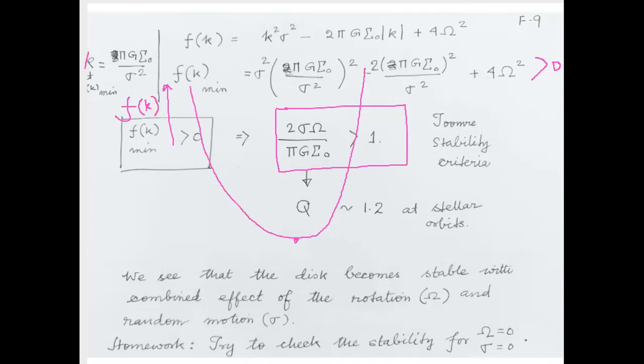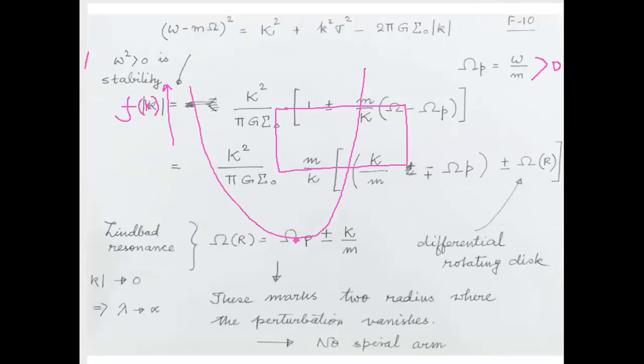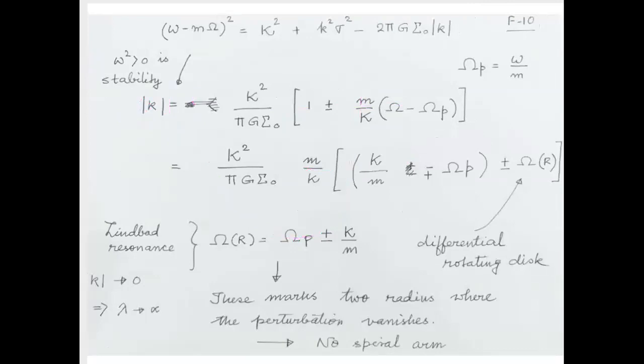Okay, so this is for m equals 0. But for a real galaxy, you have at least m greater than 0. So what happens if m is not equal to 0? Well, again, omega squared greater than 0 is the stability criterion.